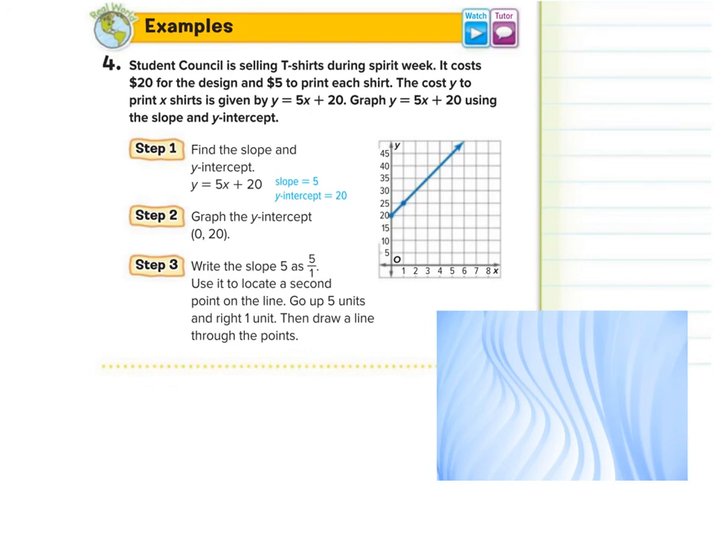It says graph the y-intercept, so it's 0, 20, and then going up 5 over 1. Write the slope 5 as 5 over 1. Use it to locate a second point on the graph, go up 5 units, and right 1. Then draw a line through the points. So that's what this example did.